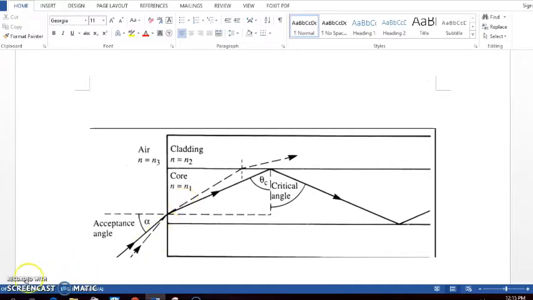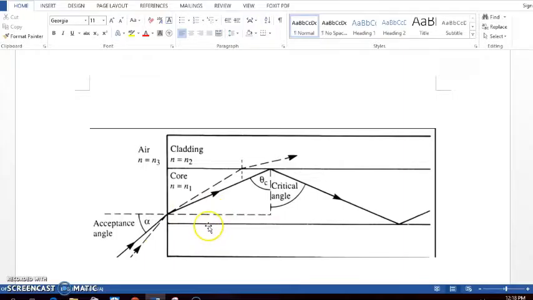So it can be seen that a ray that meets the first core-cladding interface at the critical angle essentially meets the fiber core at an incidence angle of A, shown here. This incidence angle is defined as the acceptance angle of the fiber.